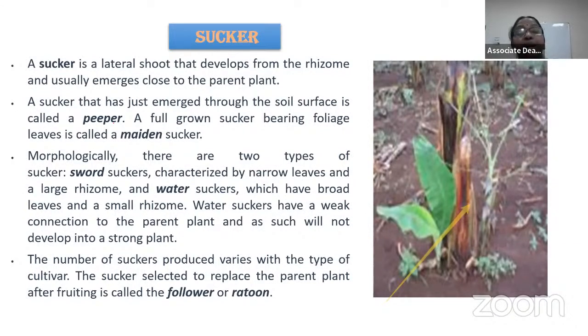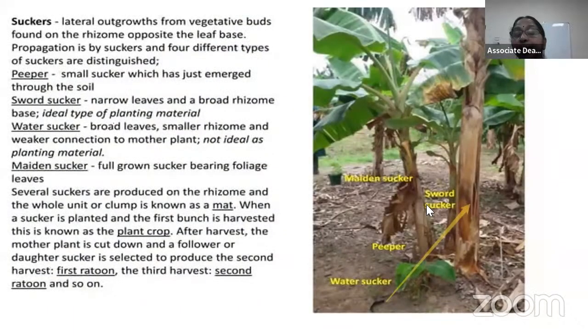And here you can see the picture of the suckers. What is a maiden sucker? That is the fully grown one. And this is the sword sucker. The sword sucker will have narrow leaves and also a larger size rhizome. And the peeper is the one just emerging from the soil. And the water suckers are generally produced a little bit away from the mother plant and they will have broader leaves and also a weak rhizome. So they are not generally preferred. They are not ideal for planting.